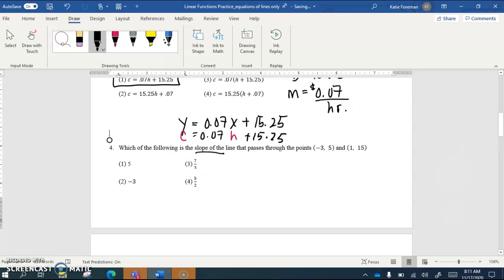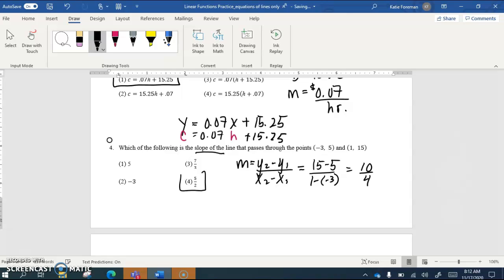Which of the following is the slope of the line? Slope is the change in our y values divided by the change in our x values. 15 minus 5 divided by 1 minus -3. So that gives me 10/4, and 10/4 reduces to 5/2. If I start with the point (1, 15) for my y, then on my x's I have to do the same.